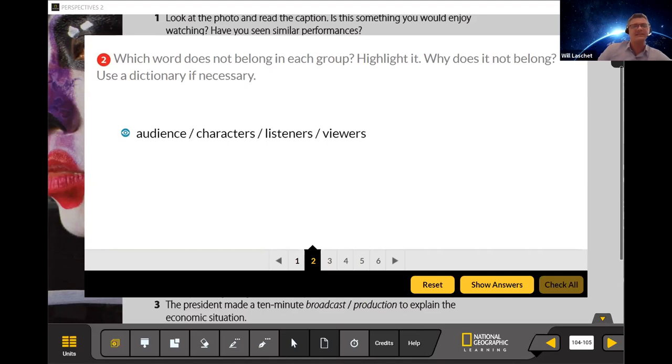Okay, so characters, they are the ones in the performance, right? The characters are actually part of the entertainment. The other three, audience, listeners, and viewers, they are the ones receiving, or watching or listening. So they are the ones enjoying the performance, whereas the characters are actually in the performance, right? They're the actors, that's right. I did notice someone earlier on put audience, Ranjini.